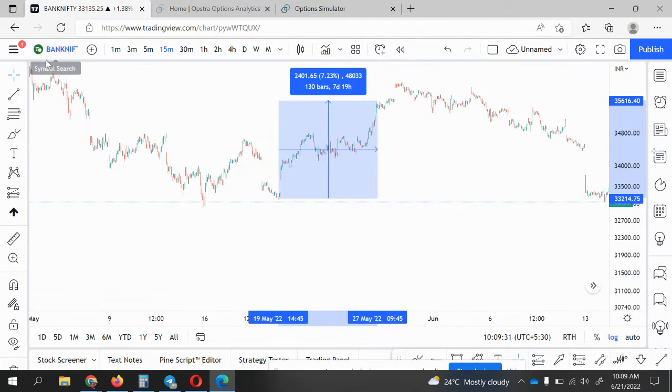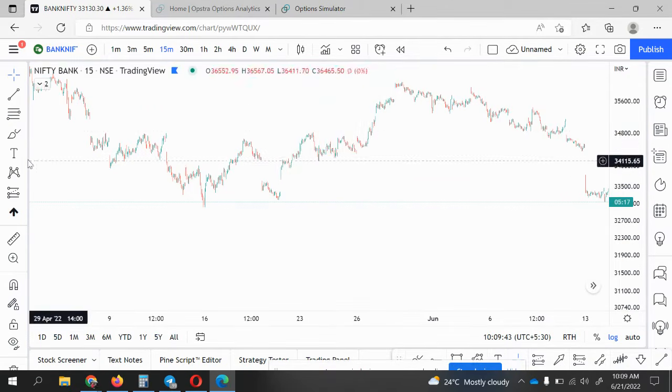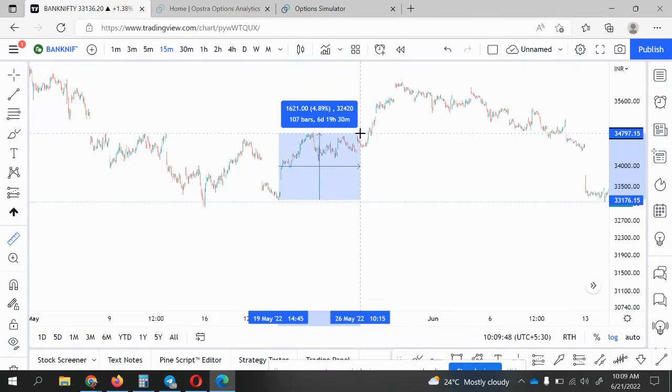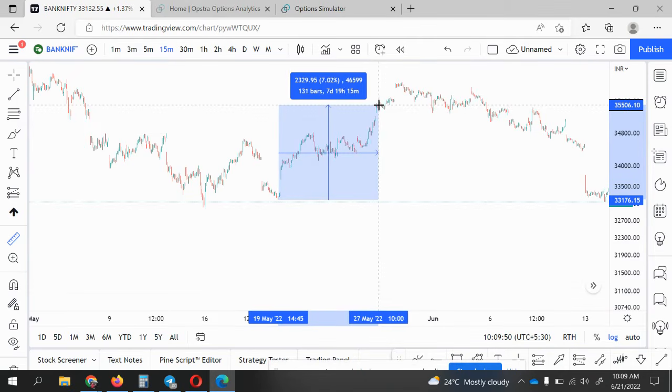So we are going to do this for Bank Nifty for the expiry. We'll start the trade on 19th May, so we start at somewhere around 3 o'clock and we will end on 26th. If you look, Bank Nifty has given almost a 7% move from 19th till 26th May.